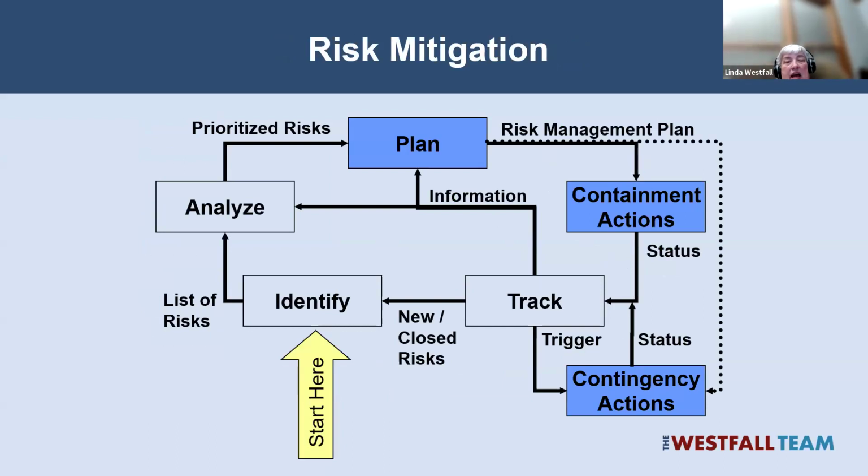So let's move on now and look at the second part of this talk, which is talking about risk mitigation. We've got our prioritized risk list. There are 5 different ways of mitigating a risk, and that will feed into creating our containment actions and our contingency actions.